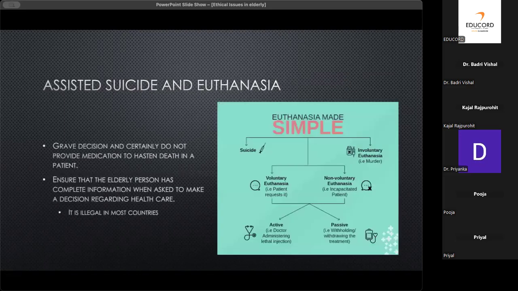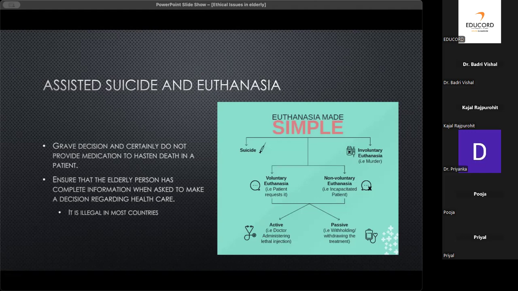Coming to assisted suicide and euthanasia. What is assisted suicide or euthanasia? It's a grave decision, and certainly do not provide medication that hastens death in a patient. Ensure that the elderly patient has complete information when asked to make a decision regarding health care, and it is illegal in most countries. Okay, so euthanasia is asking for a self-death or an assisted suicide.